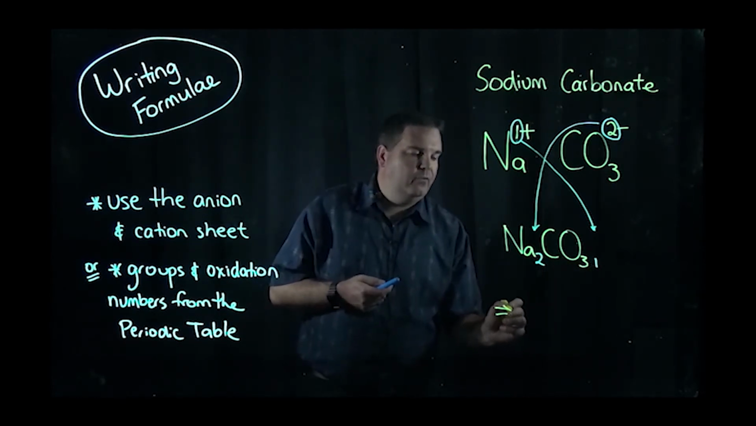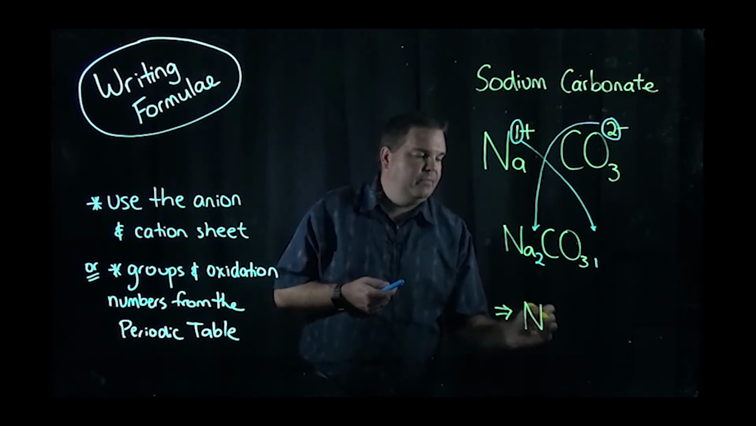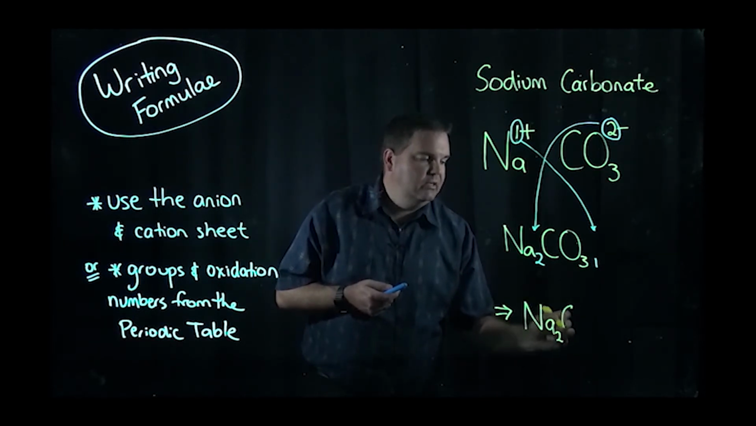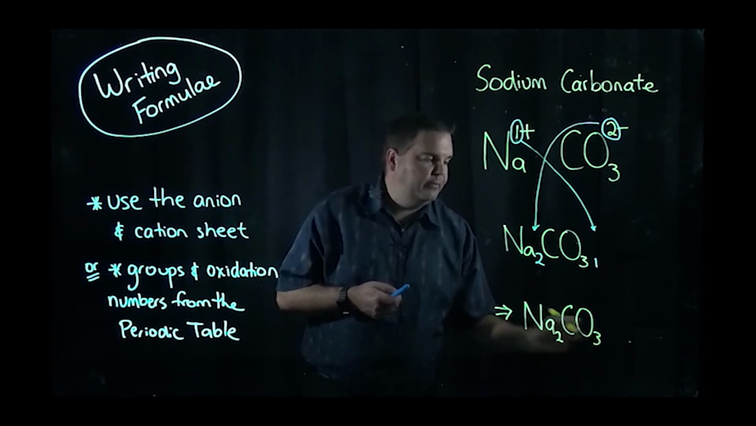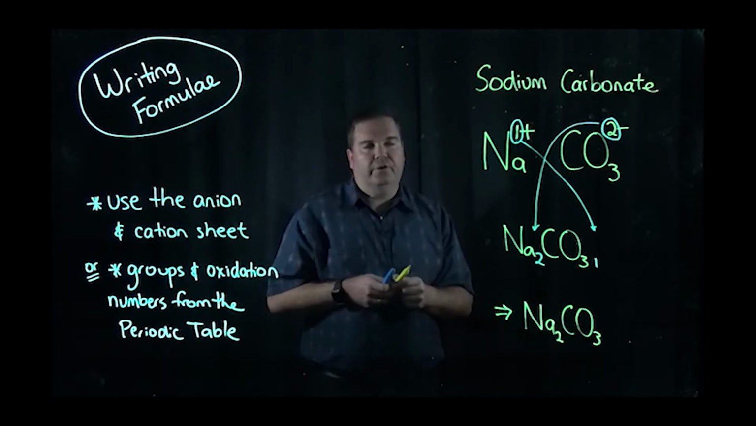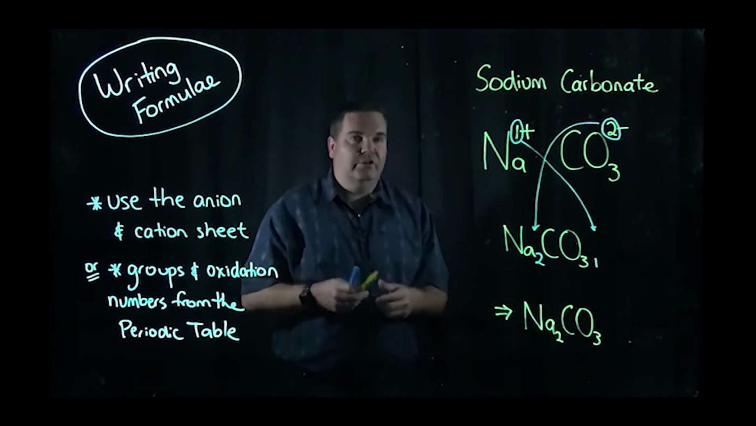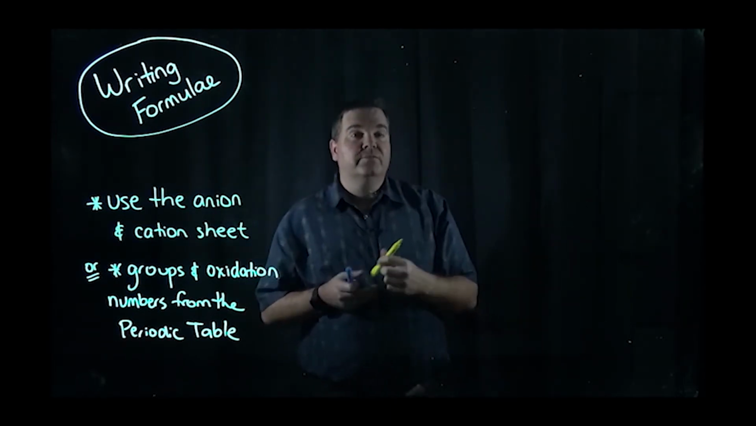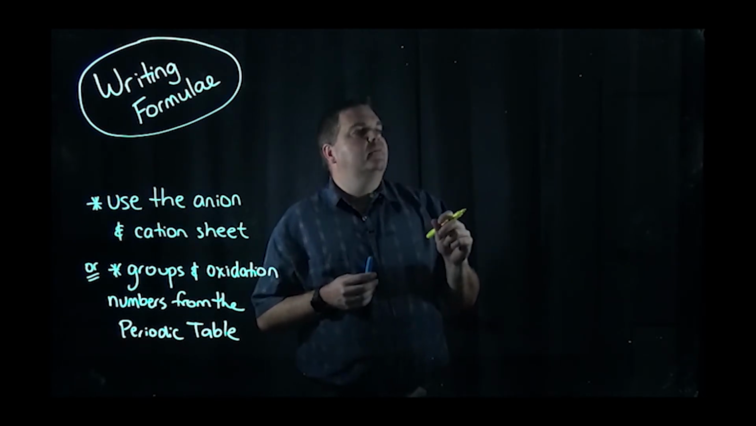So what we've got for our formula for sodium carbonate is Na2CO3. And we've just done that by crossing over the charge from the top, bringing it down the bottom. And that's our formula. So I'm going to show you a couple more. The next one I'm going to show you is slightly different.